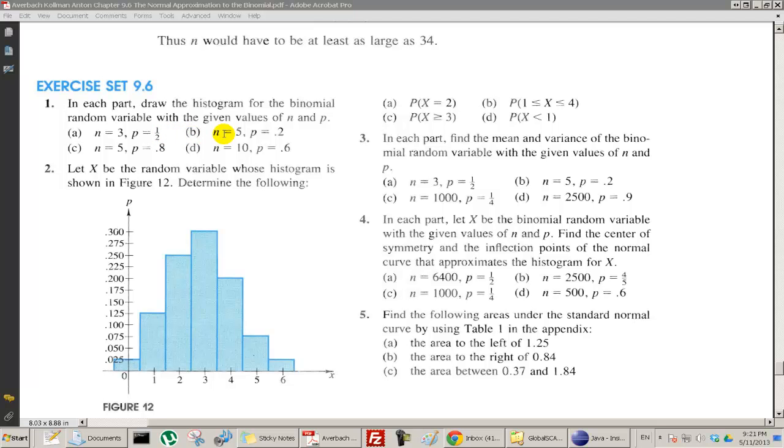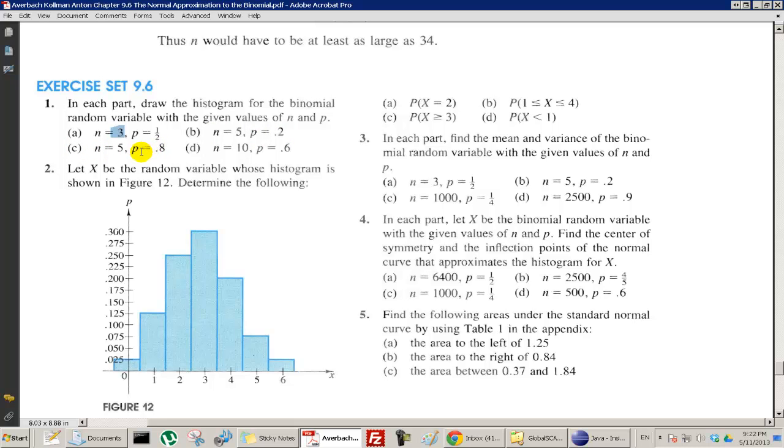Draw the histogram for this. In other words, by drawing the histogram, you have to find the probability that x equals 1, x equals 2, x equals 3, and x equals 0 for this one. If it's b, you're going to have to do x equals 0, 1, 2, 3, 4, 5. Each of those probabilities, you have to do the binomial. So you might look it up in a table, or you could try the calculation, with p equal 0.2. Here's n equals 5, but p equals 0.8.